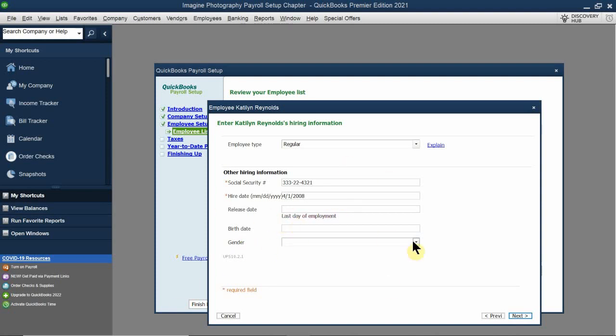Birth date. What is so important about a birth date? Why is it important that you have to require a birthday? Anybody? Why is it a requirement to know an employee's birthday?